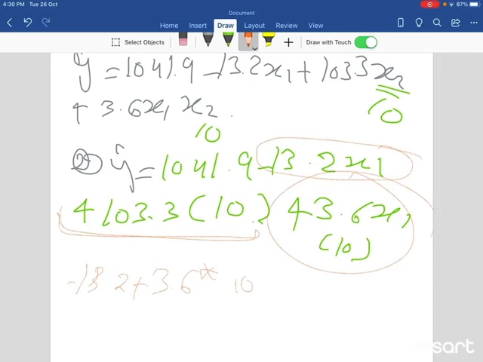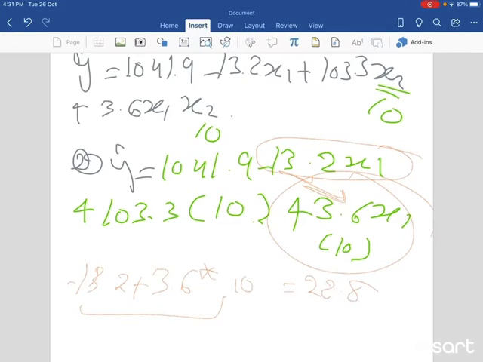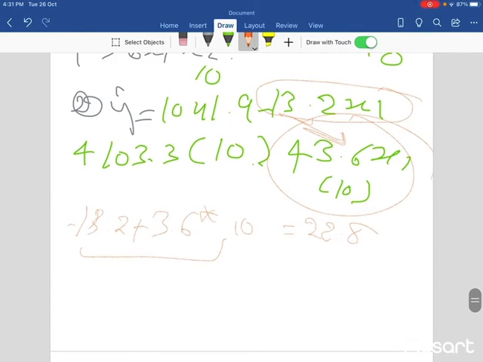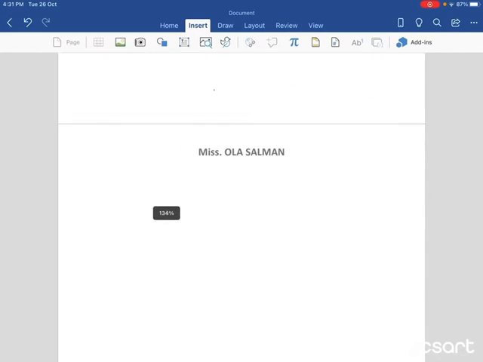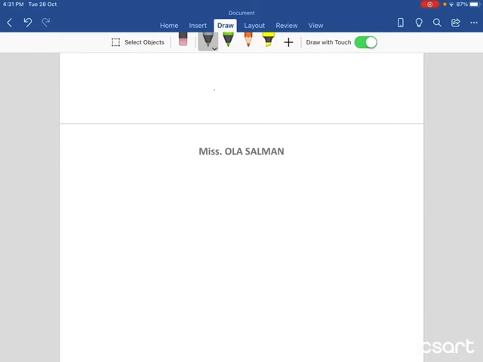This term will not be included. It will be this and this because they have x1. So this value will be 22.8. Then you will collect the numbers here. This number you can combine with this number, and you will find the solution. But this will not be important. The important thing is how you write the interpretation. From the interpretation, you will understand the meaning exactly.